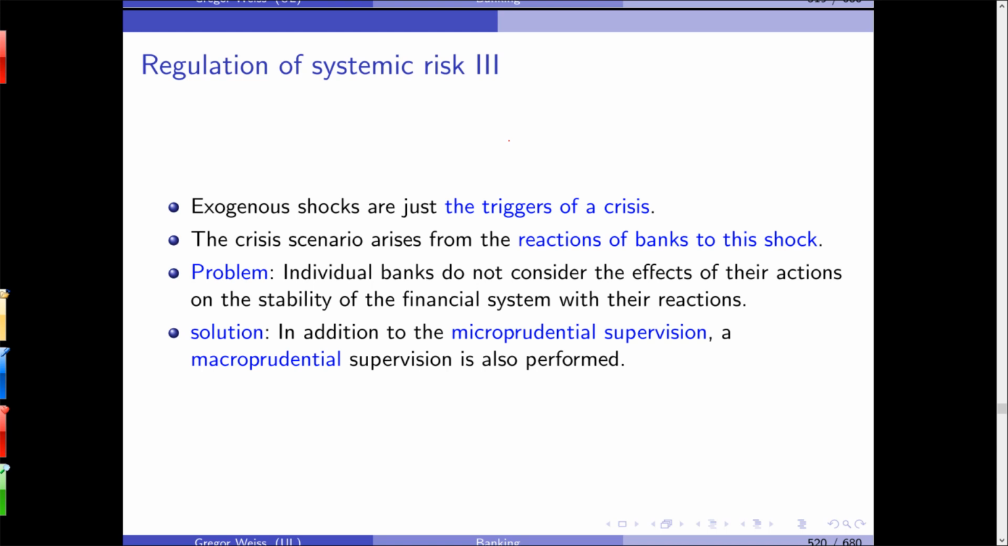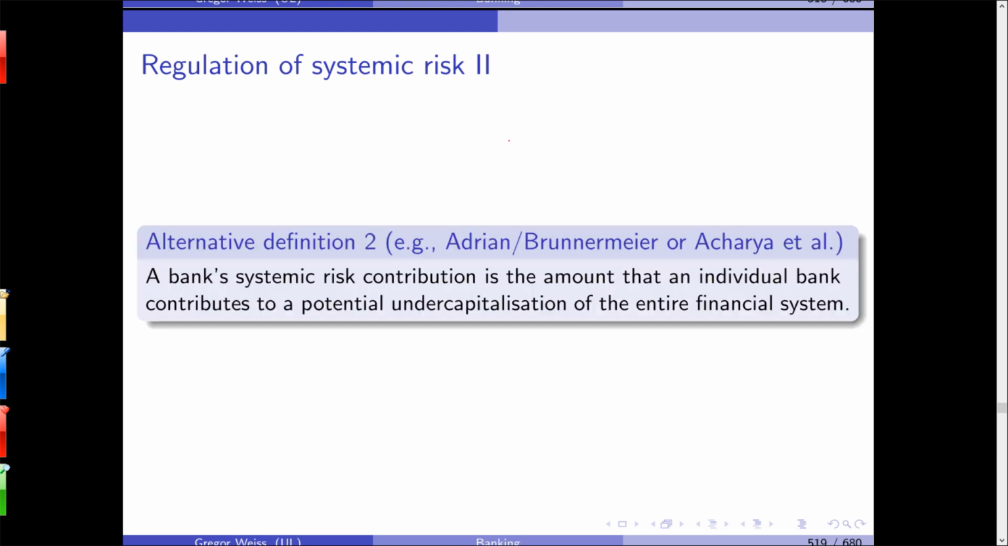Oh, sorry, I should talk about the definitions. In their works, and they've done a lot of work on systemic risk, they argue that a bank's systemic risk contribution is the amount that an individual bank contributes to potential undercapitalization of the entire financial system. So they argue about systemic risk in a more detailed way, arguing that systemic risk can be put into a dollar figure. In the end, it's the amount of capital, the amount of money the government or the central bank has to pump into the financial system to save it.